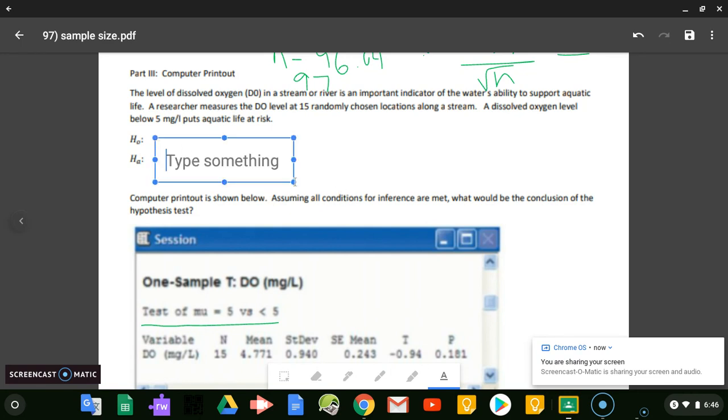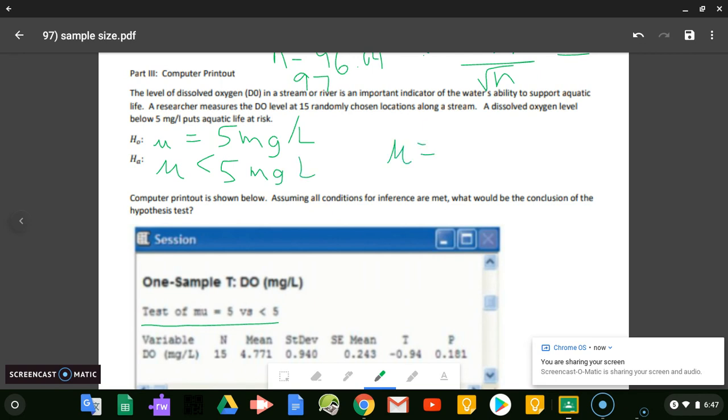So when we do this, let's not type it, let's write it. We would be saying something like mu equals 5 milligrams per liter, mu is less than 5 milligrams per liter. And then you would also need to define mu. Mu is going to be the average level of dissolved oxygen in a stream.